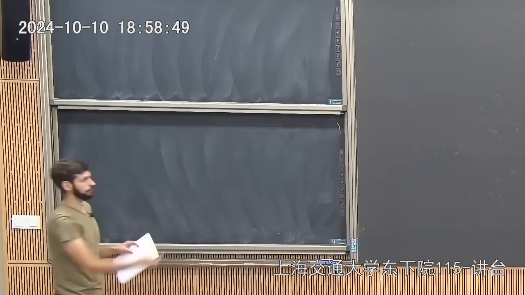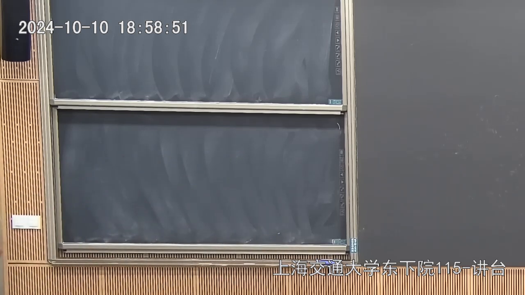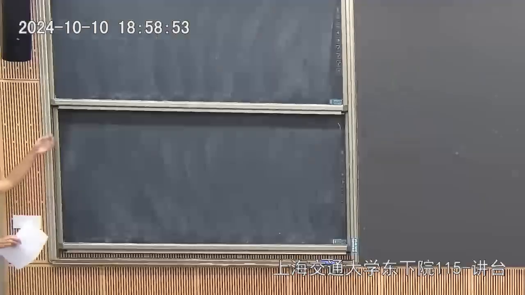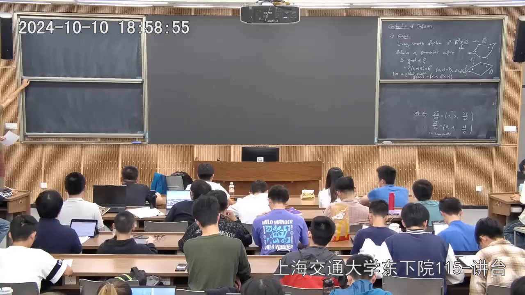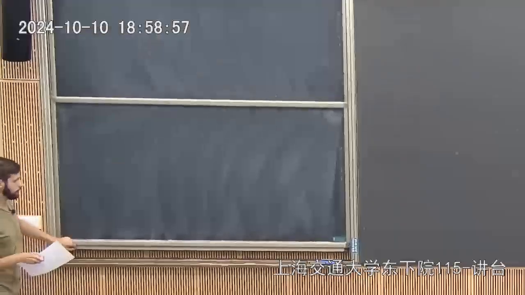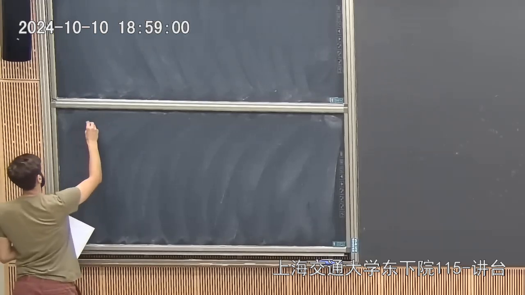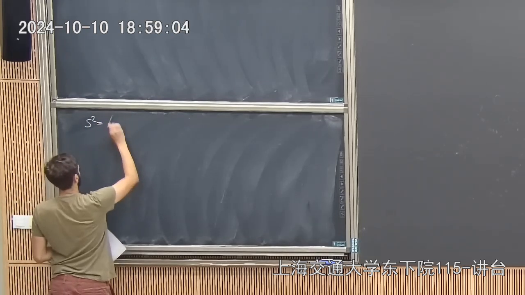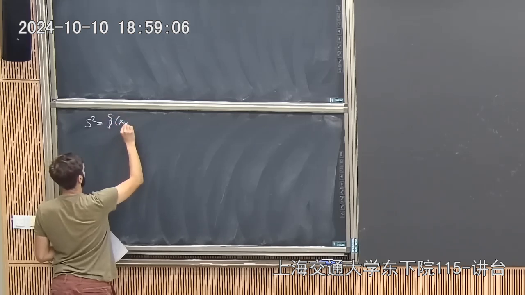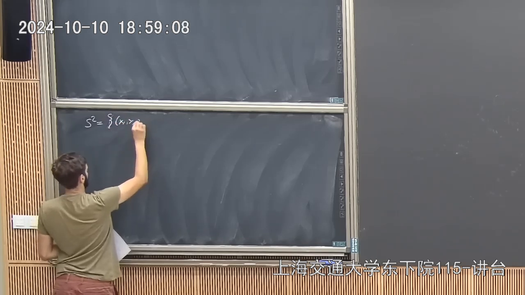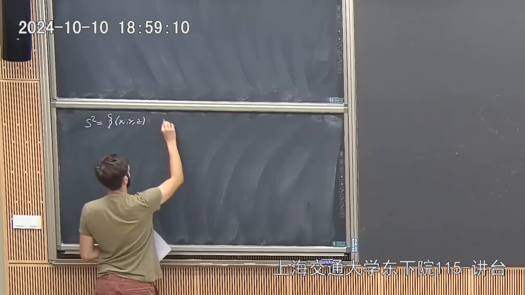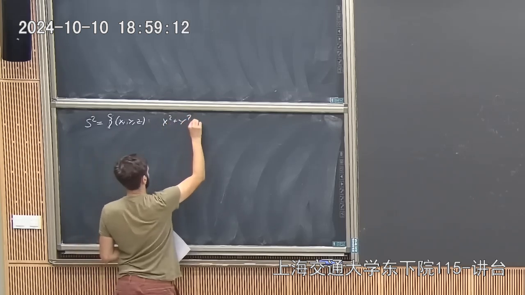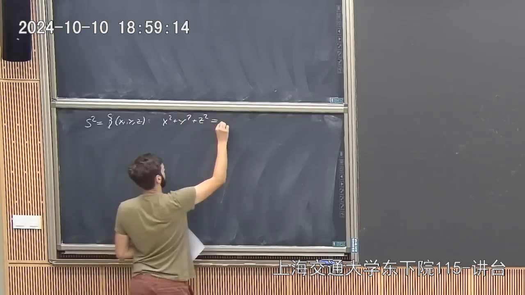For example, that method doesn't apply to the whole of the sphere. It's not like a graph of a function because it's also not parameterized. But what we know, for example, is that the sphere is given by a constraint, right? We can say the sphere is all points for which x squared plus y squared plus z squared equals 1.